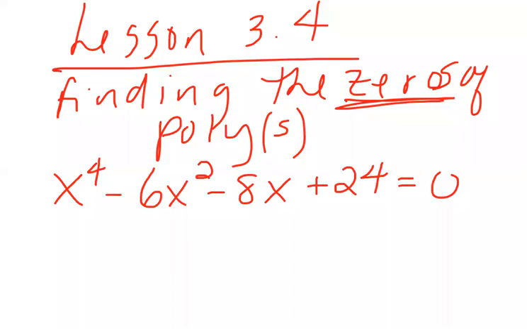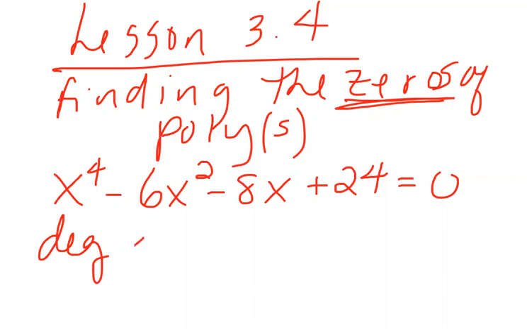Okay, all right, guys. So once again, we're finding the zeros of the polynomials. We're starting off with this polynomial right here. It's a 4th degree polynomial. Just a few things to recap from the previous video, especially if you did not watch the previous video yet: the degree of this polynomial, the highest power, is 4.